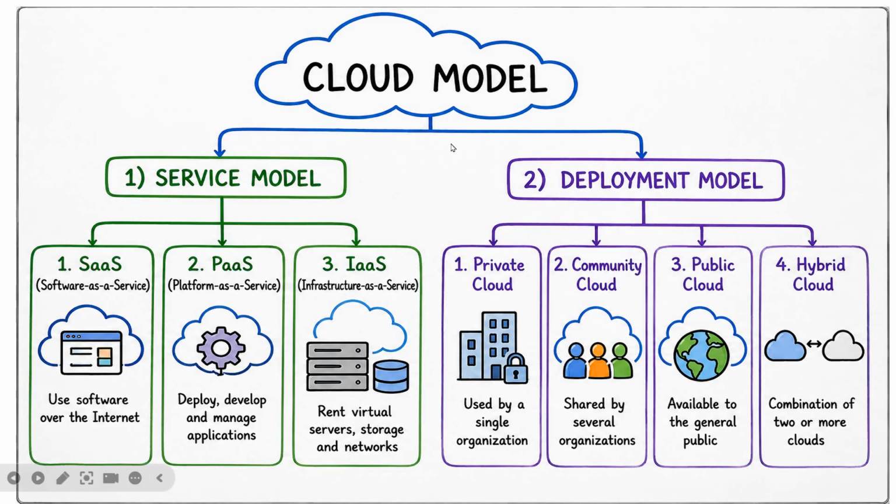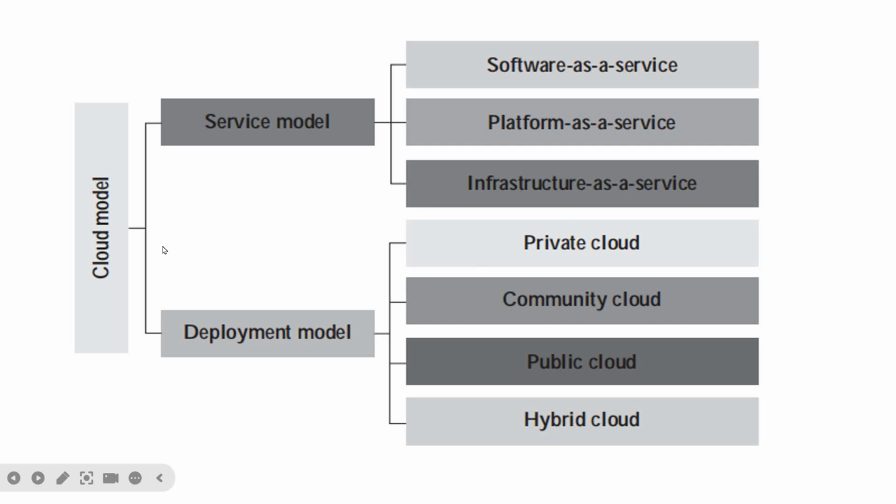So this is about the cloud models. This is just a block diagram showing that cloud models are divided into the deployment model and the service model. Again, the service model is divided into three types and the deployment model is divided into four types.